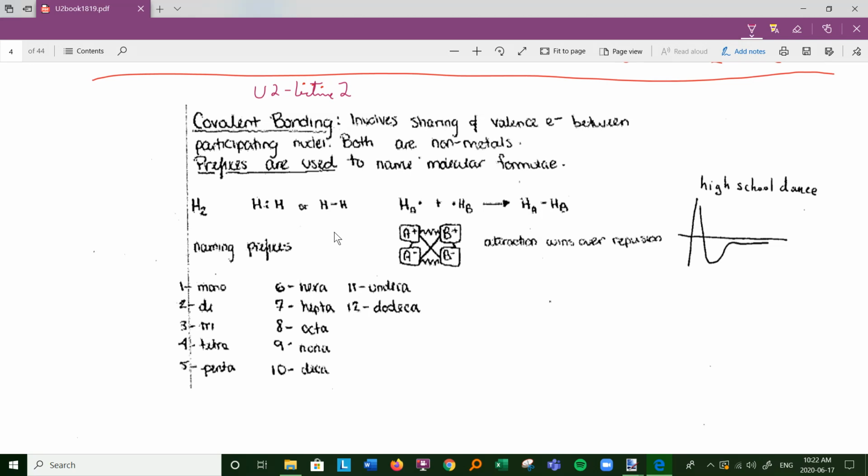Theoretically, we have here a hydrogen A and a hydrogen B. They come together, two dots make a dash, and they form a covalent bond. So I'm not going to use the high school dance example this year. That's getting old.